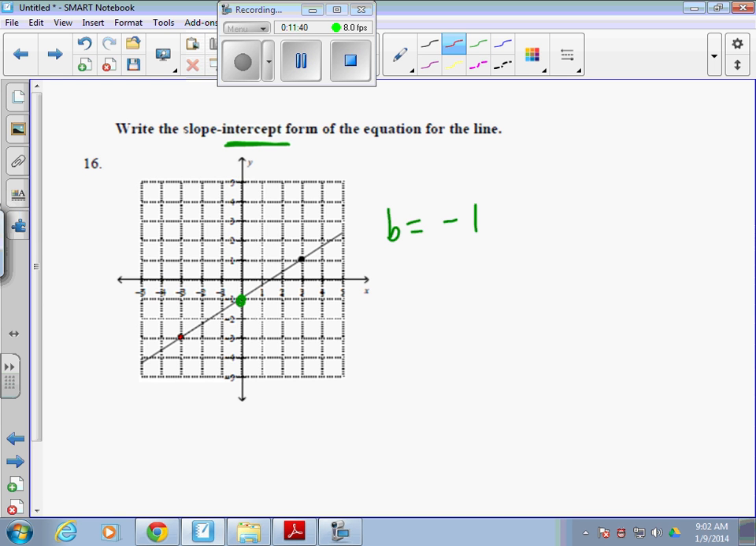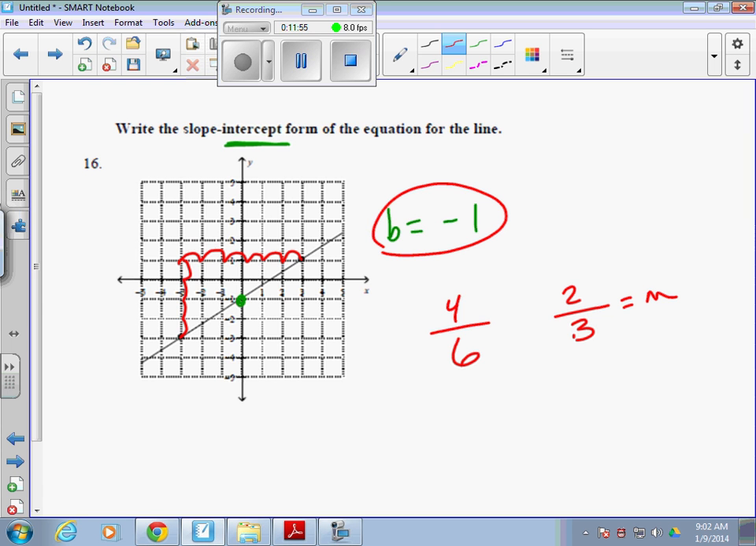You're going to go up 1, 2, 3, 4. Up 4 means positive 4. And you're going to go over 1, 2, 3, 4, 5, 6. 2 goes into both of them. 2 goes into 4 twice, and then the 6 3 times. So your m is 2/3.